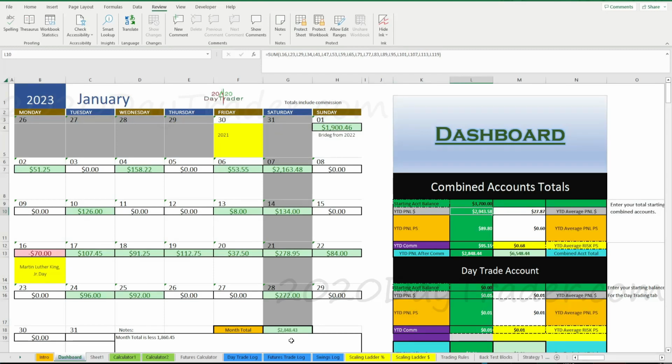So January looking pretty good, $2,848 so far for January, which is not the full amount that we made this month because we had that carryover from last year, $1,900. But we're almost $1,000 for the month, so that's pretty sweet. Maybe we'll hit that before this month ends.